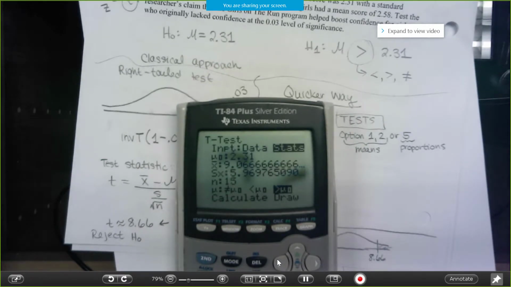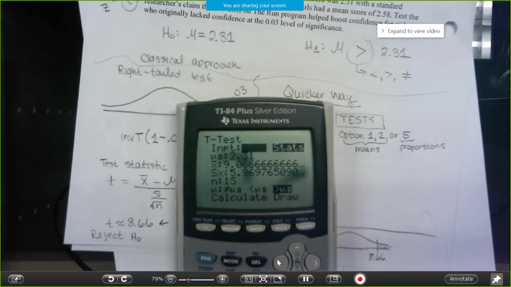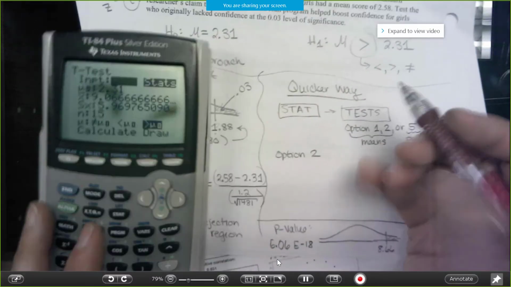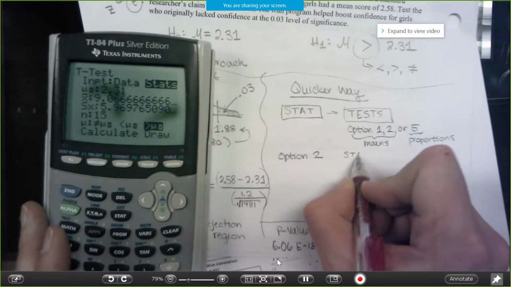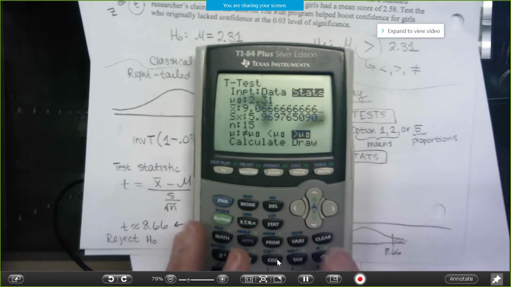Okay, and then the very top line, the INPT, that's input. So are we going to input the individual data values, like we have all of the data and we're going to enter it into lists, or did they just give us the summary statistics, like mean and standard deviation? And for us, they didn't give us a list of all of the data for every girl in the study. They just gave us the stats. And so we want to highlight stats, which I have highlighted.